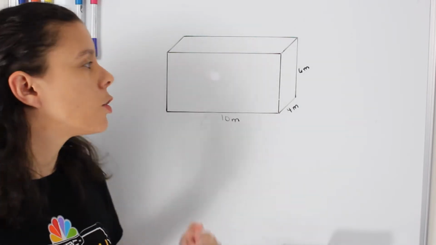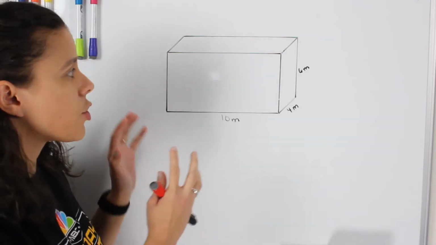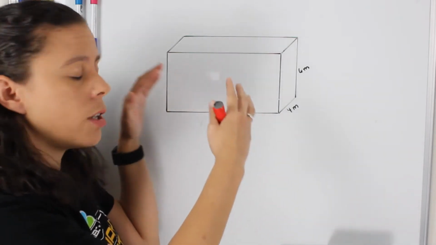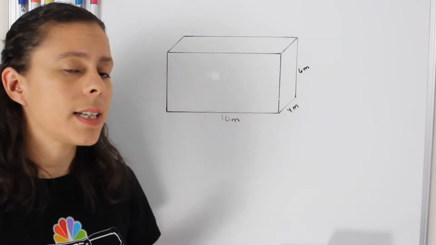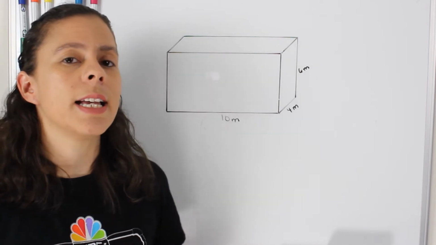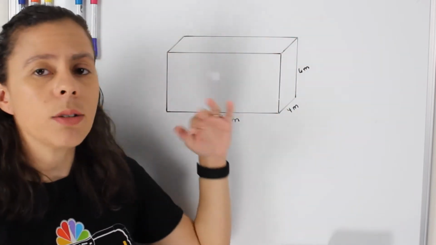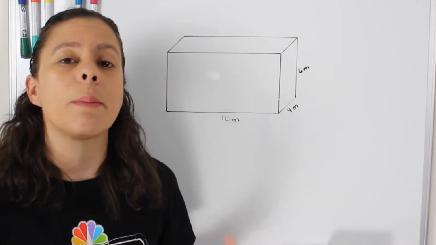Now, if I wanted to fill this up with, let's say, water, how much space would that occupy inside of the rectangular prism? That would be the volume. So in this case, what we're going to look for first is the surface area. So we're going to see how much area is around it. If I wanted to paint the whole thing, how much area would I be painting?